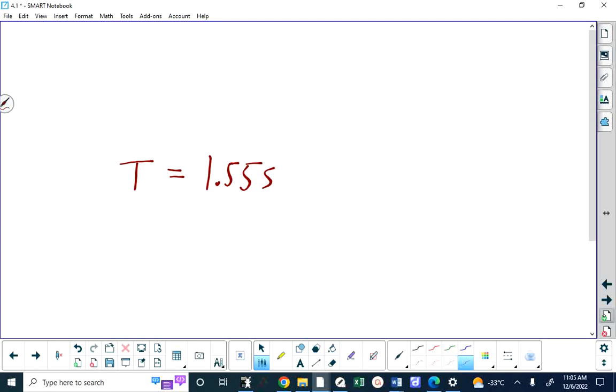1, 2, 3, 4, 5. Well, I got 14.91, so 1.50 seconds. It's the same. I have a feeling I actually hit stop just a smidgen early. I can't change the pendulum's period by moving it further out.